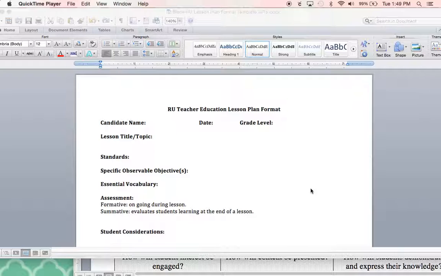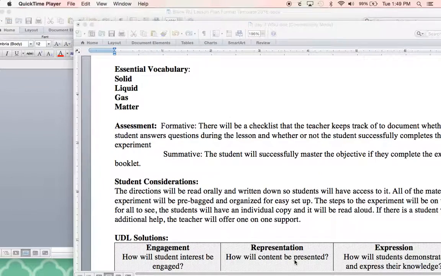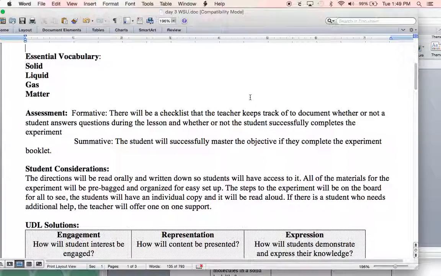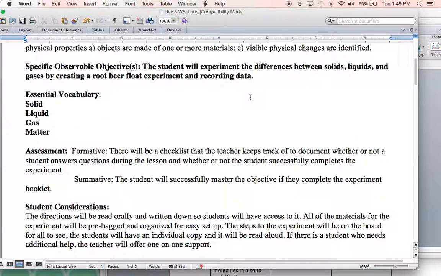So I have assessments on a specific lesson plan that I did, and during this lesson I had the students creating an experiment. So my assessments were formative. There will be a checklist that the teacher keeps track of to document whether or not a student answers questions during the lesson and whether or not the student successfully completes the experiment.